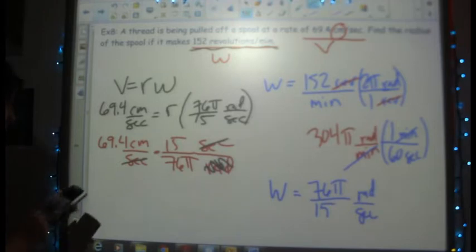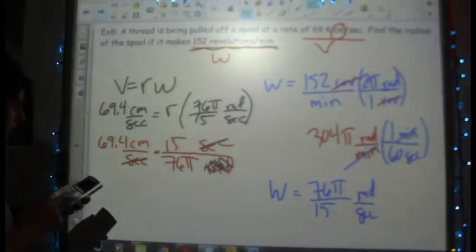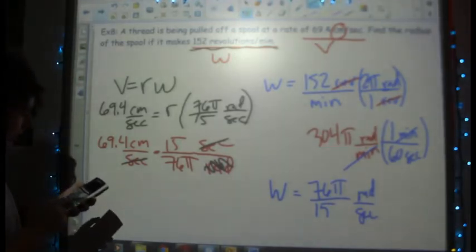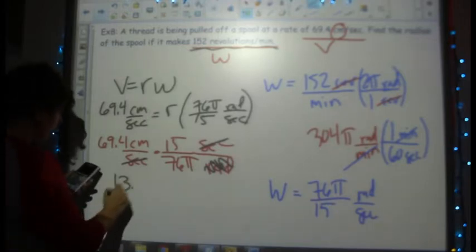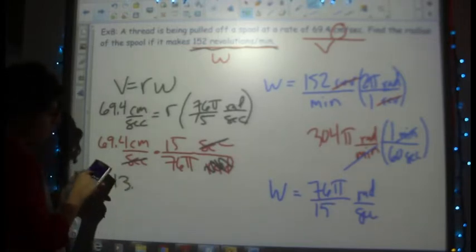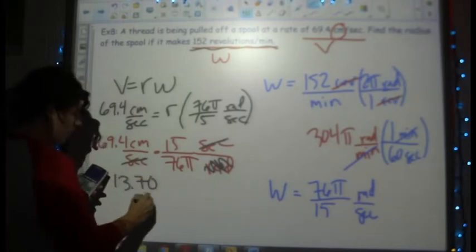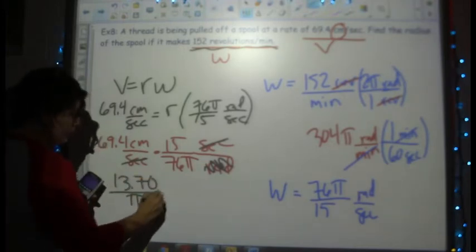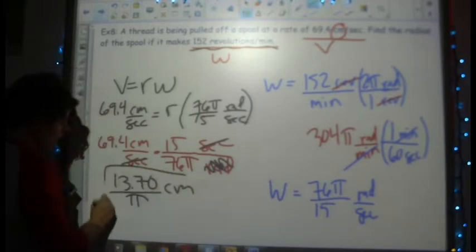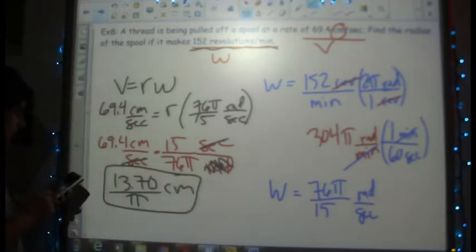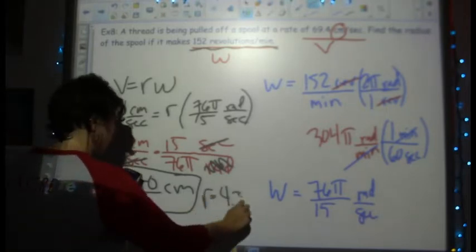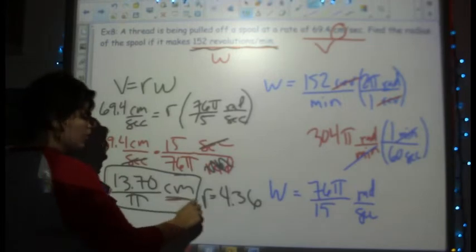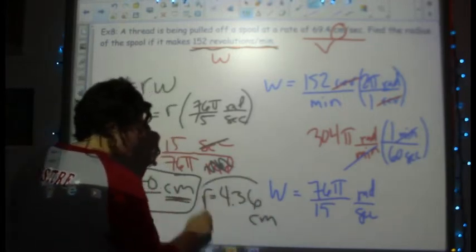So now all I have to do is multiply through. So 69.4 times 15 divided by 76. So I wind up with 13.7, which rounds the 9 up, so I'm going to go with 70 divided by pi, and that would be centimeters. This is how I like to leave my answer, but if you'd like to go ahead and divide by pi, no big deal. So R equals 4.36. And again, units are important. Make sure you've got those centimeters there.